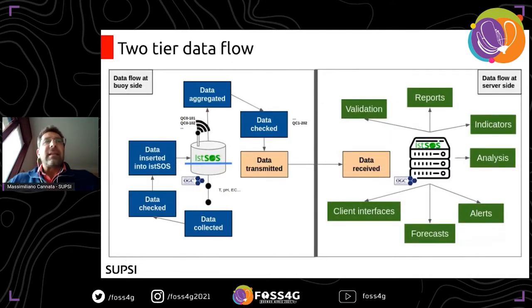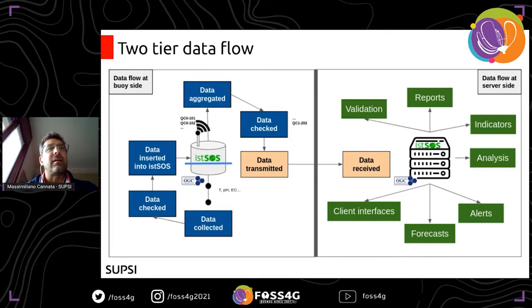The approach in the data management that we follow is a two-tier data flow. Some of the data collection is on the edge, at the buoy or the lake platform. I will show you some pictures later. And then on the right side in green, there is the server side. Data are collected locally, but are checked directly at the edge for their validity before being inserted into the ISOS instance. So at the edge on the buoy, at the sensor side, we have an installation of the software that manages the data, so that we can take advantage of the services, access data with the standard formats, and also use the integrated data quality assessment.